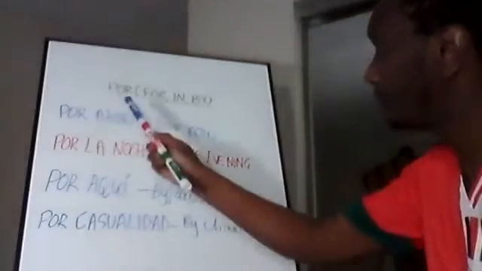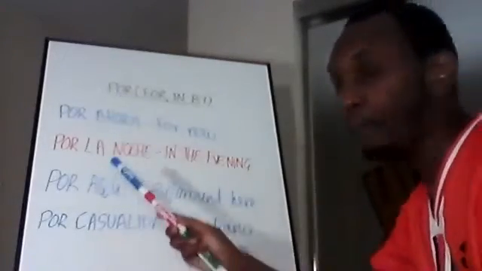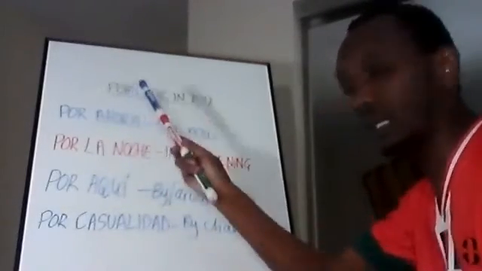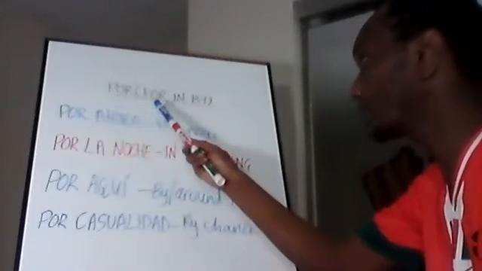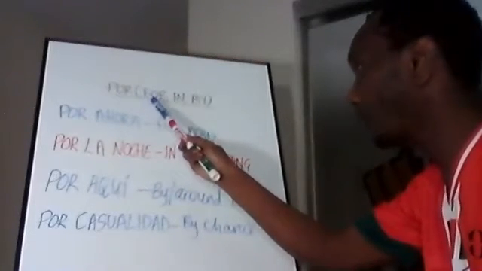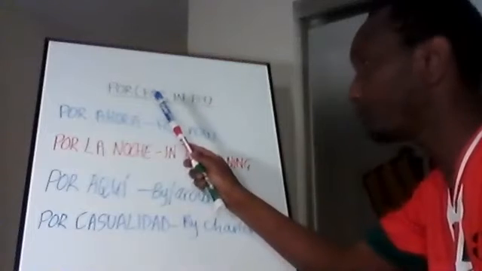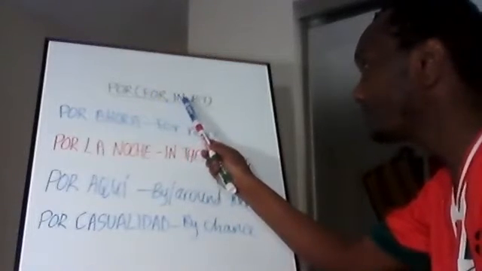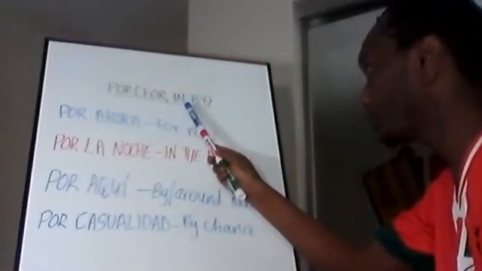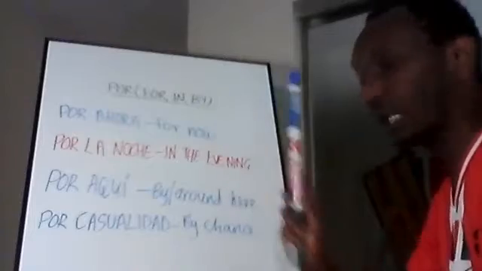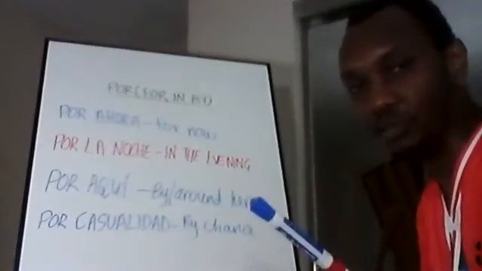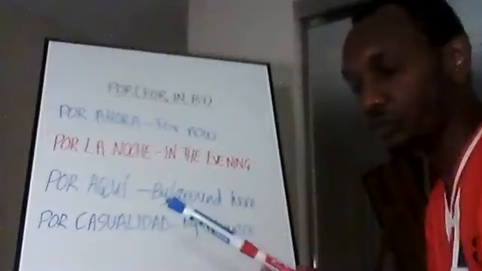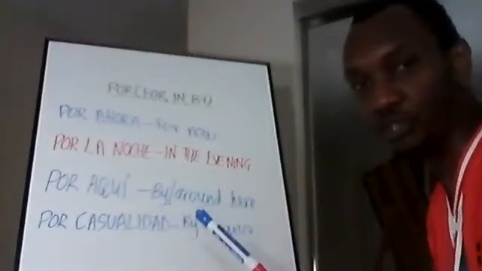On top of the board, you see I've written POR, P-O-R, which is the English equivalent of for, F-O-R. It can also be used as in, I-N. It can also be used as by. So let's look at specific examples in day-to-day usage of the language to see how this preposition is applied.